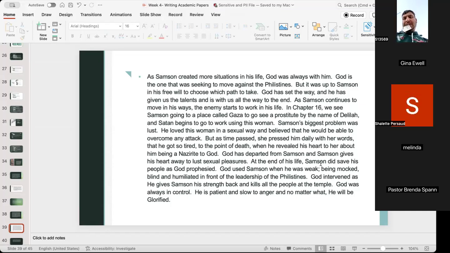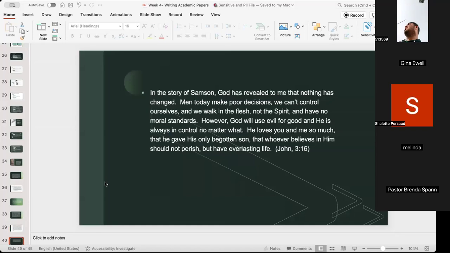And at the end of his life, Samson did save his people, as God prophesied. God used Samson when he was weak, being mocked, blind, and humiliated in front of the leadership of the Philistines. God intervened as he gives Samson his strength back and kills all the people at the temple. God was always in control. He is patient and slow to anger, and no matter what, he will be glorified.